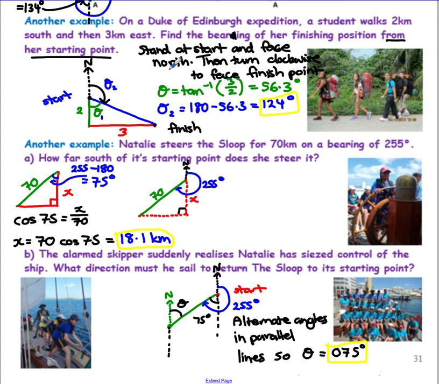So first of all, let's just map out her journey to begin with. So she was on a Duke of Edinburgh expedition.